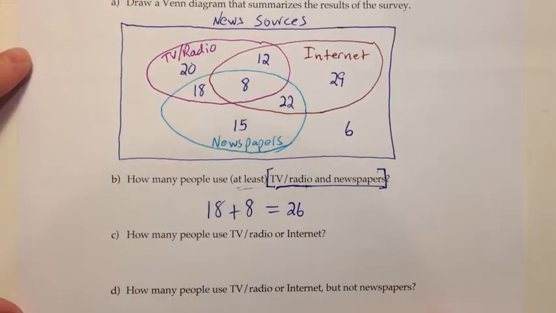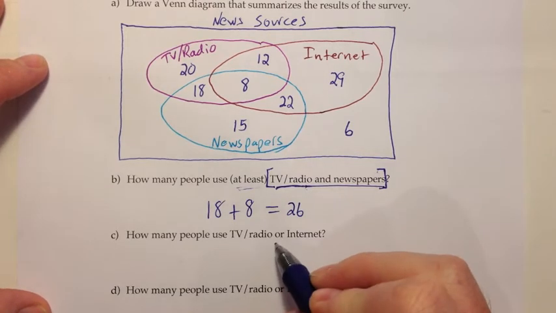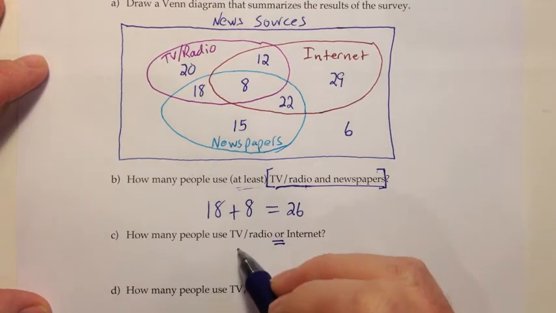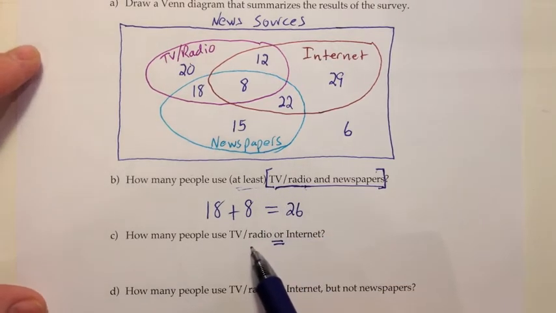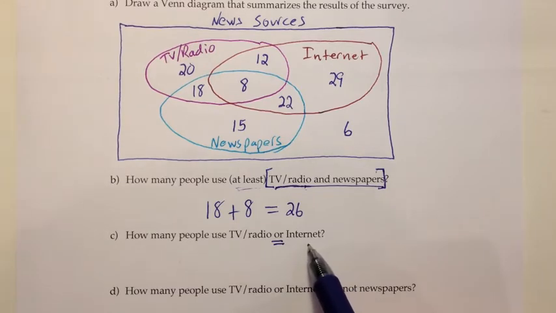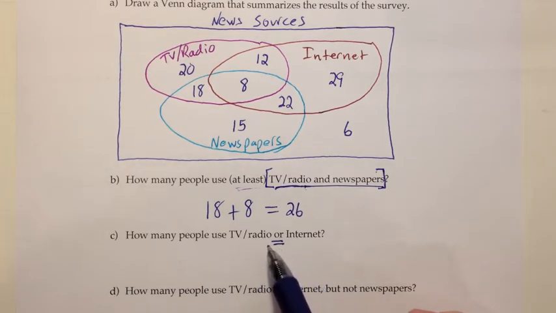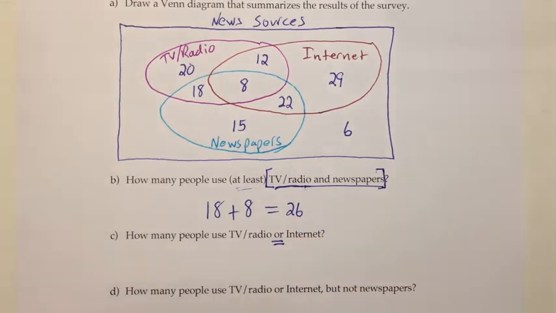And then how many of the people use TV, radio, or internet? When you hear the or, it could be one or the other or both. So if they would say yes to this, we want to count them. If they would say yes to this, we would want to count them. And if they would say yes to both, we want to count them. But we do want to be careful not to count anybody twice. So I'm going to start off with the TV, radio. Let me go ahead and color code this a little bit.